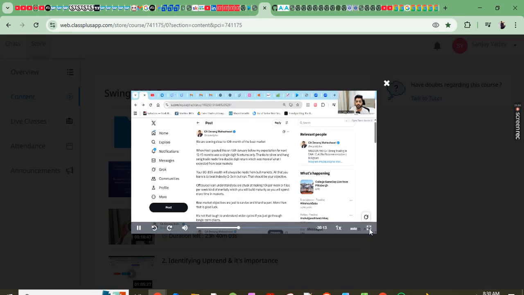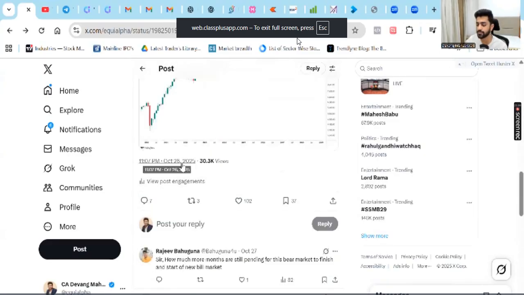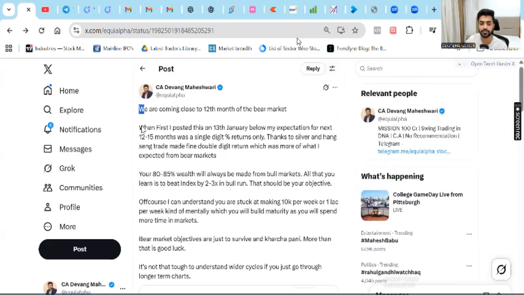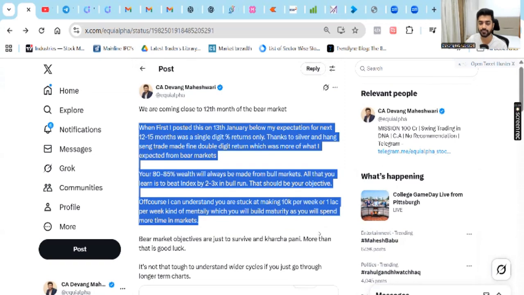Read this. This is a recent one. This I posted on 26th of October. Now read this. First line I've written: when I first posted this on 13th January, my expectation for the next 12 to 15 months was single digit percentage returns only.